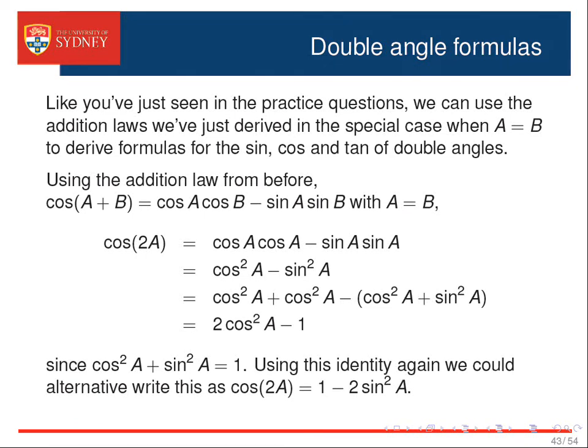There's another way to write this identity. Pause and see if you can show that cos 2a can also be written as 1 minus 2 sine squared a. Press play when you want to continue.